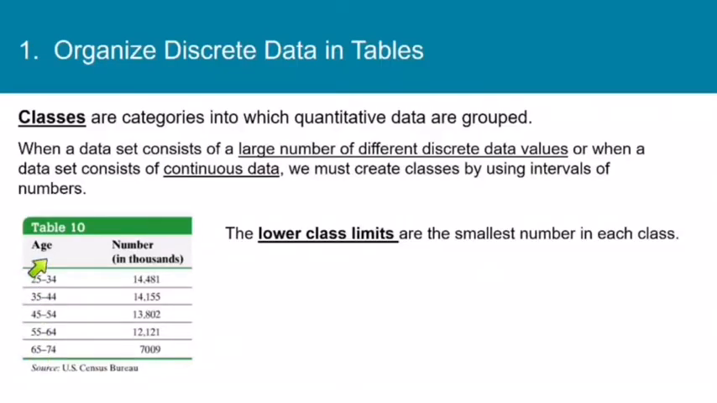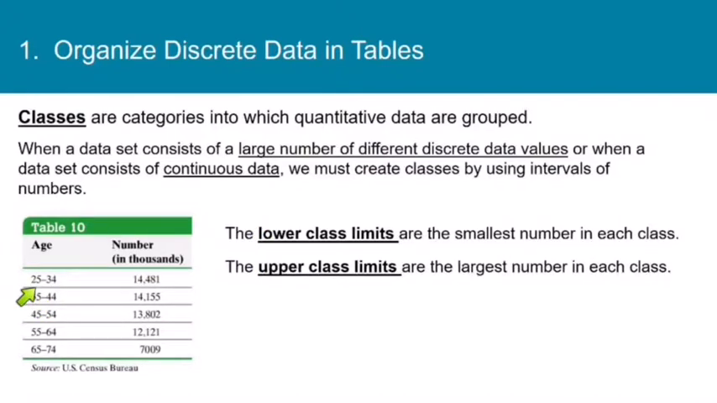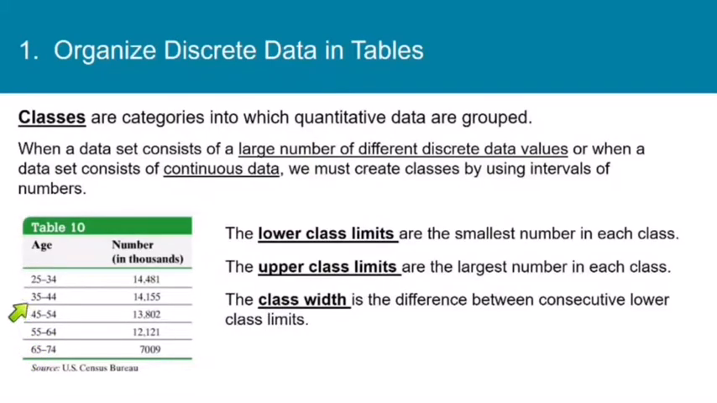So when you have classes like this that include a range of numbers, the left number is called the lower class limit. So the lower class limits are the smallest number in each class, and the upper class limits are the largest number in each class. So our upper class limits are 34, 44, 54, and so on. And the class width is not what you think. You might think that class width would be the difference between the upper and the lower. It's not. The class width is the difference from lower class limit to the next lower class limit. So for this example, the class width is 10.